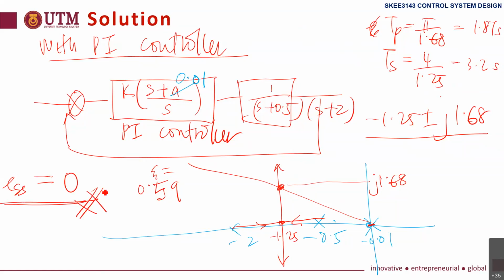The error will be 0 because we increase the system type from 0 to 1. And we managed to almost maintain the transient response in terms of peak time and settling time. And if we plot, it will be slightly the same graph in the transient response. Any question?